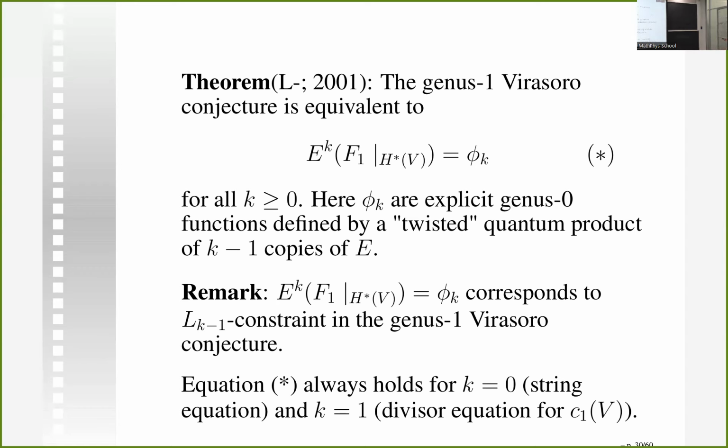It does have a very simple formula. It says that if you restrict the genus one function to the small phase space, then acting on this function by the k-th quantum power of this Euler vector field, it should be equal to some function which only depends on genus zero data, which I use phi to represent. That function is actually related to the twisted quantum product of the k minus one coordinate of E. I'll give the details here, but this phi can be explicitly given.